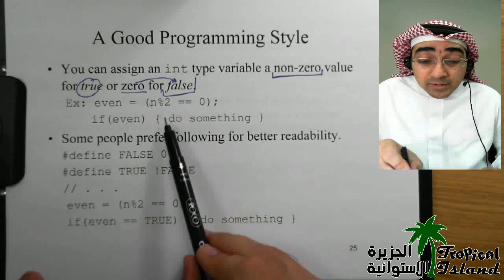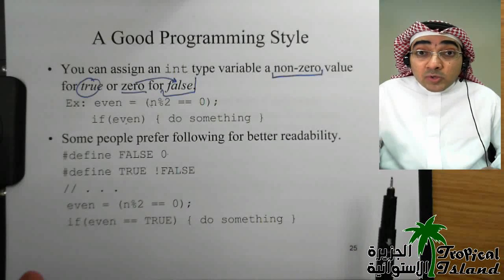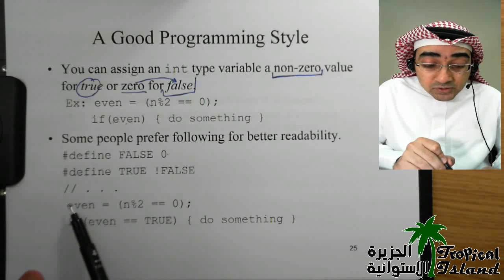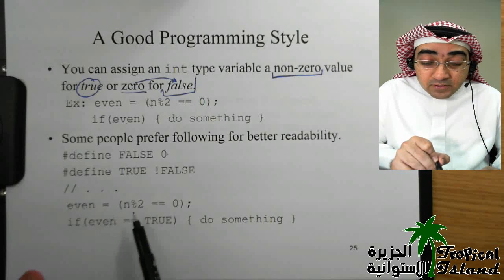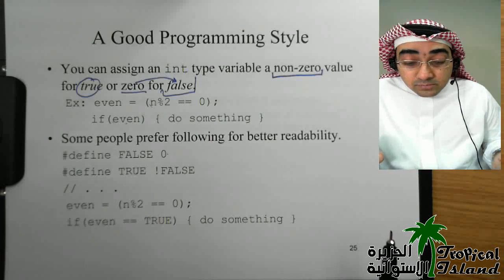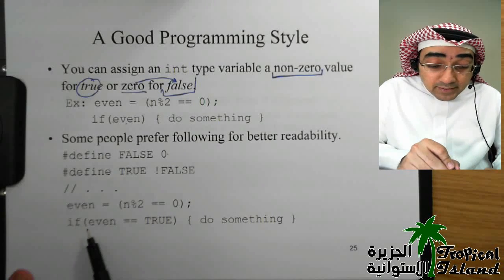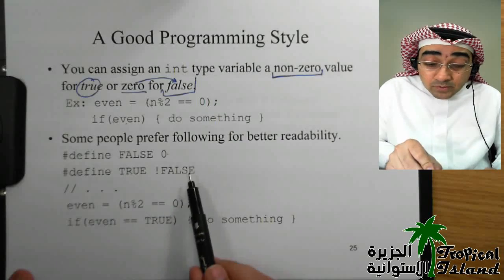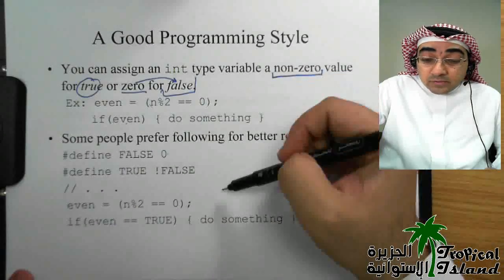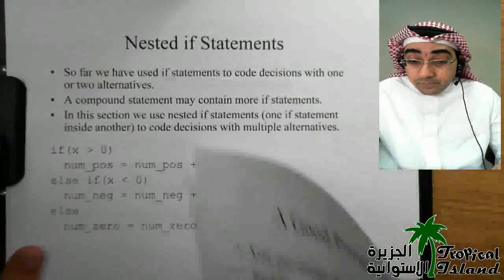Okay, now a better way of writing this is you #define FALSE to 0, and #define TRUE to be not FALSE, so it's any number that is not 0. And in the program, you can say even is equal to n modulus 2 equal to 0, and here you're checking if your number is even or odd. If it's even, it's going to return a true, and if it's odd, it's going to return a false. And then you say if even is equal to true, where true is any non-zero value, then you do something, and this is equivalent to the previous code. So this is how we check even and odd numbers.